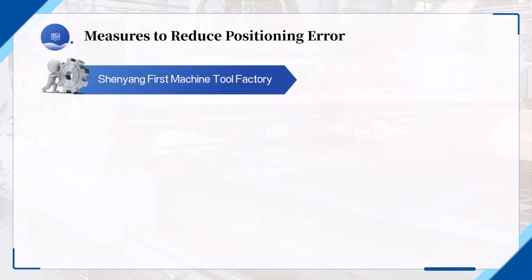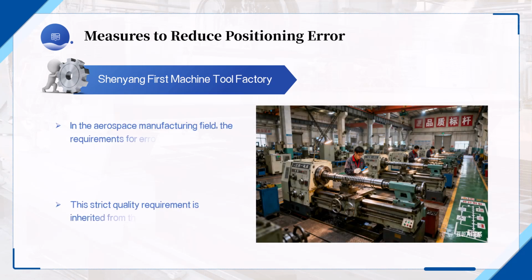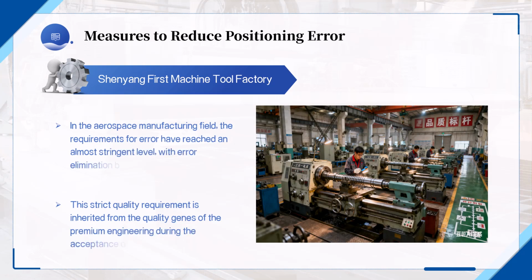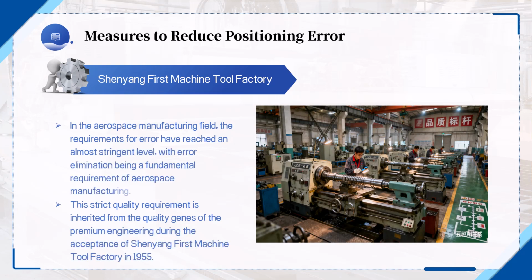In the aerospace manufacturing sector, the requirements for error are extremely stringent, with zero error being a fundamental requirement. This rigorous quality demand is inherited from the quality standards of the superior engineering projects during the acceptance of Shenyang No. 1 machine tool plant in 1955. Back then, Shenyang No. 1 machine tool plant set a benchmark for China's machine tool manufacturing industry with its excellent quality and strict quality control.